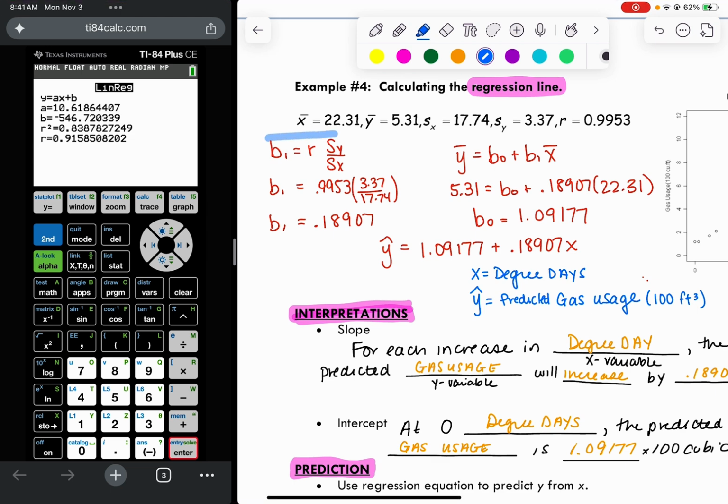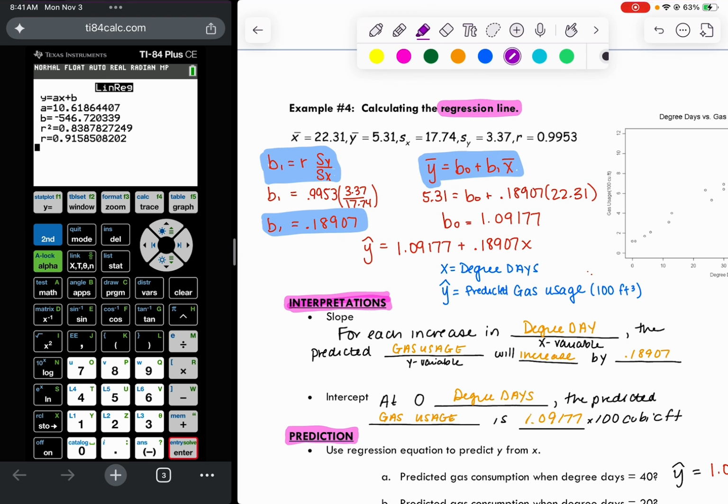So notice here, I solve for b sub 1 first. This formula is on the reference sheet, and you get your slope of 0.18907. Okay, once you have the slope, you can then go to your linear regression line and recall the fact that your line must pass through the average of the x's and the average of the y's. If you use that and your slope itself, you can solve for your y-intercept, which is 0.109177.